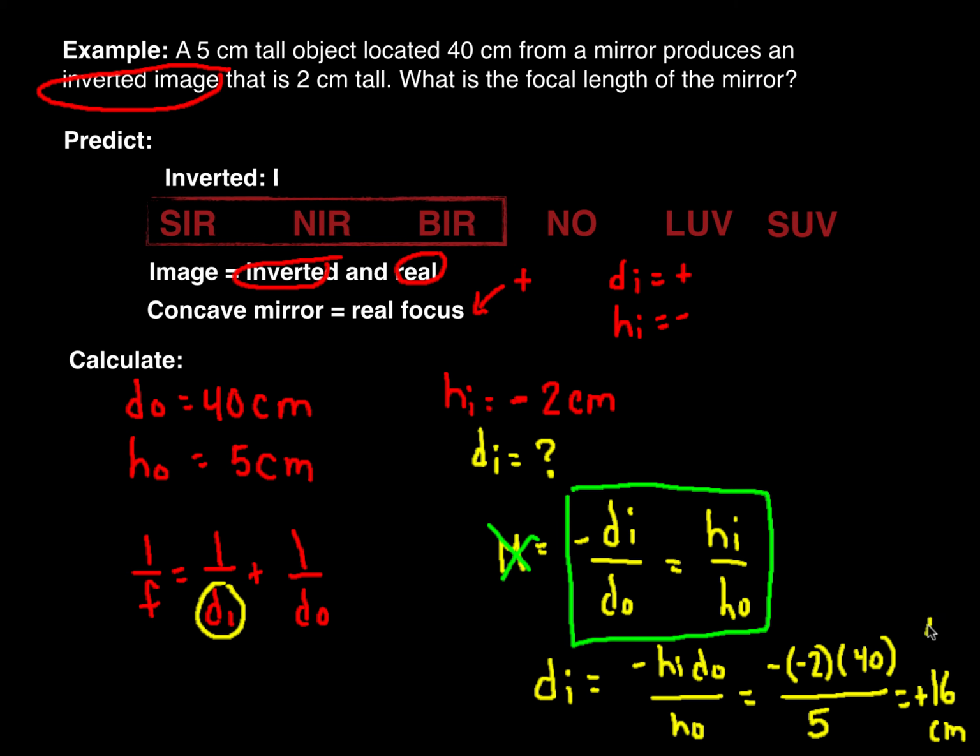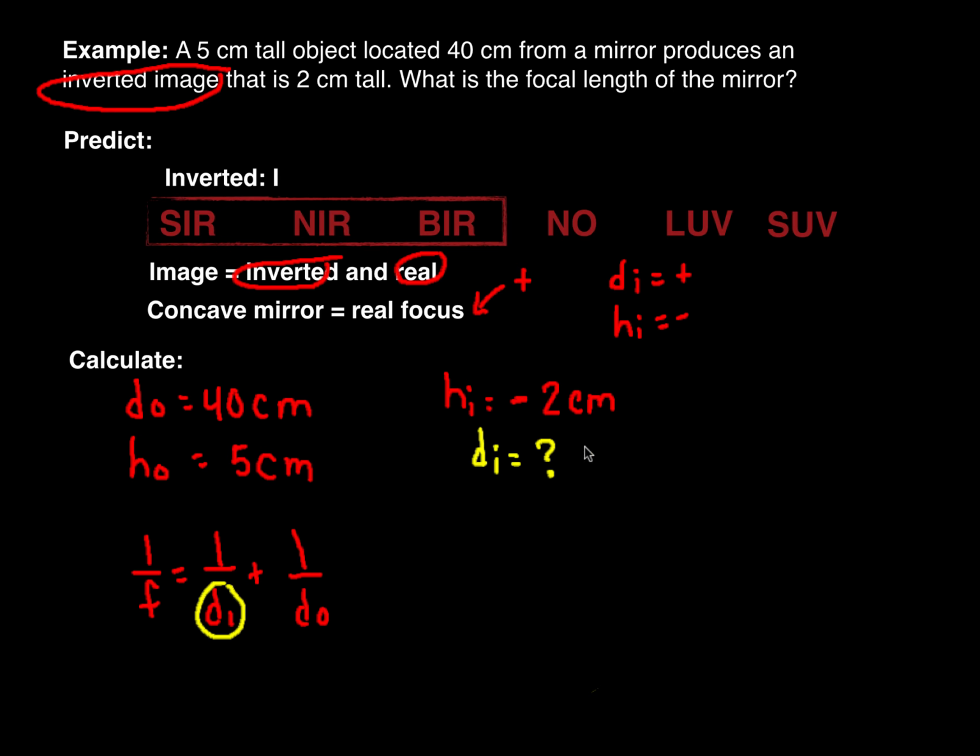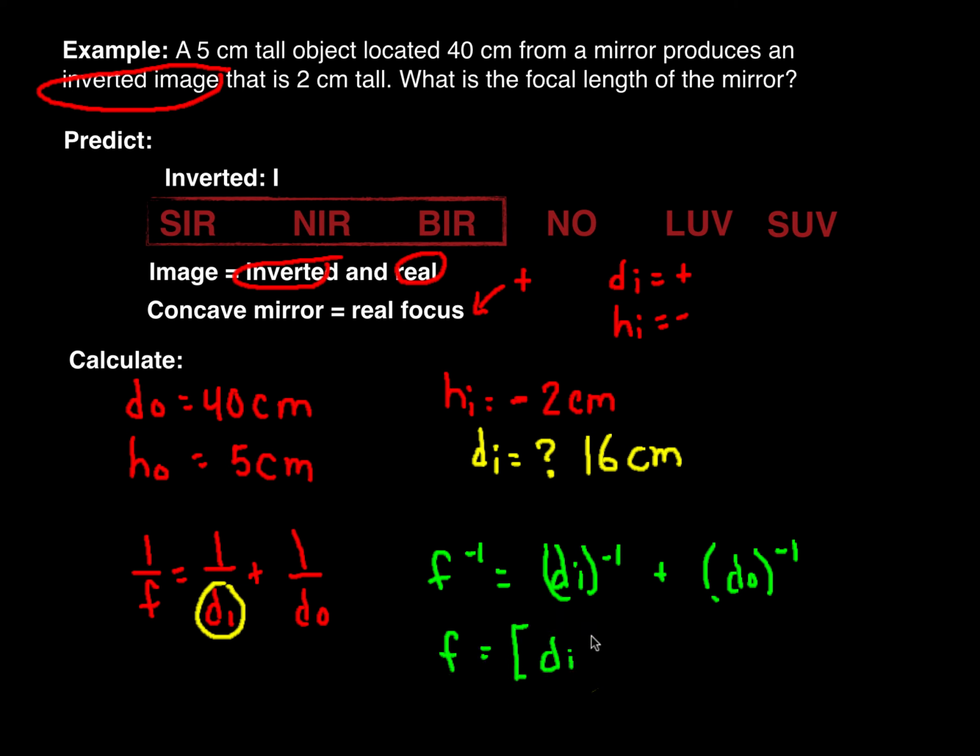This is, as we predicted, real because of the positive answer. So we now know our DI is equal to 16 centimeters. We can solve for F using 1 over F equals 1 over DI plus 1 over DO. Another way of writing this is F to the -1 equals DI to the -1 plus DO to the -1. We can rearrange for F by inverting the opposite side. This is DI to the -1 plus DO to the -1, all to the -1.